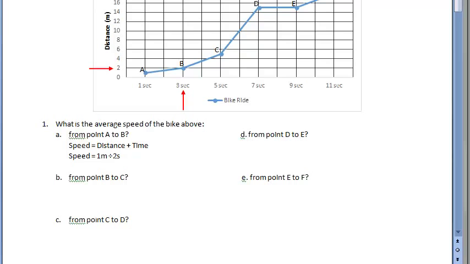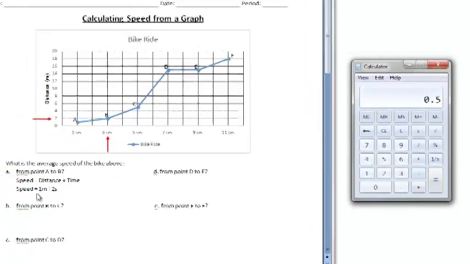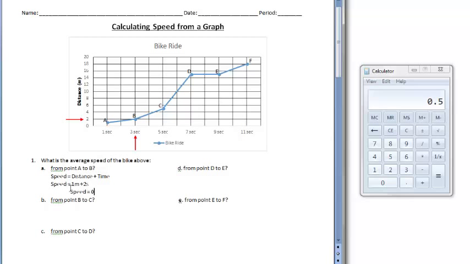When you use your calculator to divide 1 meter divided by 2 seconds, we get 0.5. So our answer here is that the speed of the bike is 0.5 meters per second.